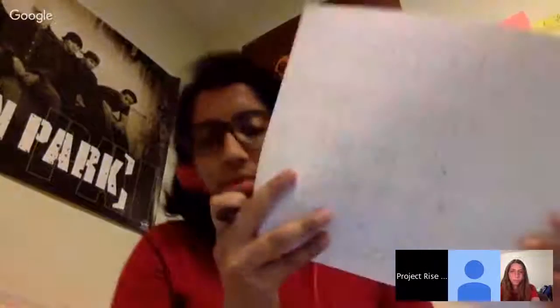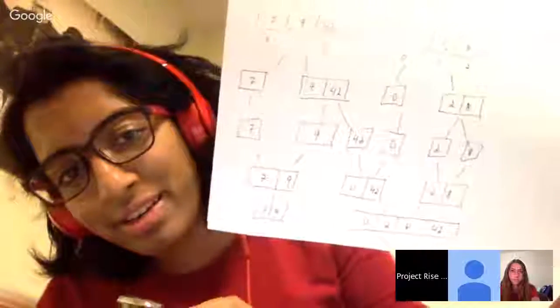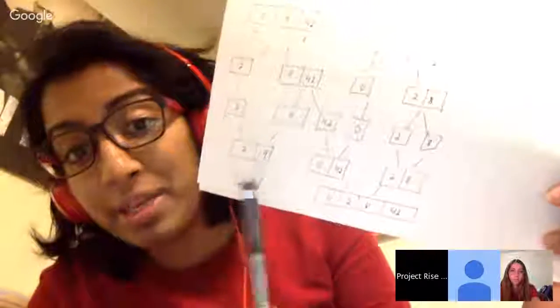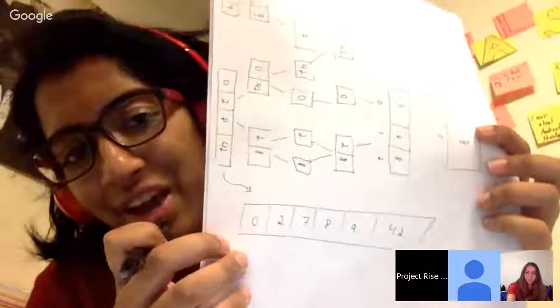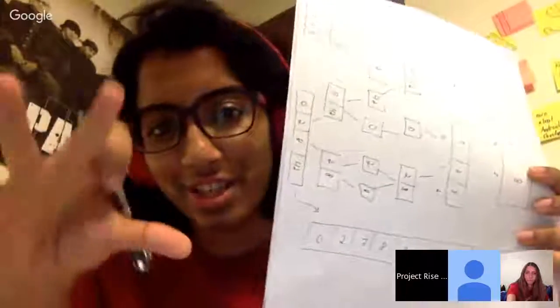We still have 7 and 9. But then it's just going to basically join these 2 arrays now into 1 grand array that is properly sorted of size 6: 0, 2, 7, 8, 9, and 42. So this is going to be your final answer. So you're going to have a properly sorted array after doing all these little deconstructions and then reconstructions.